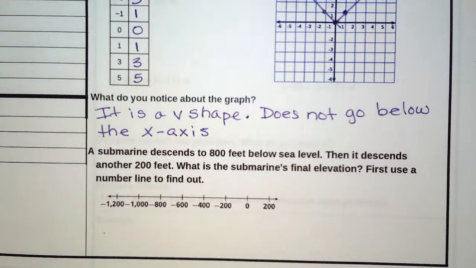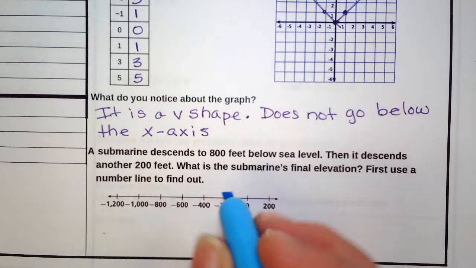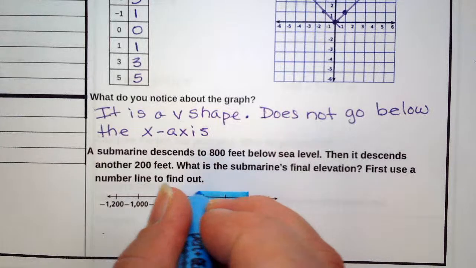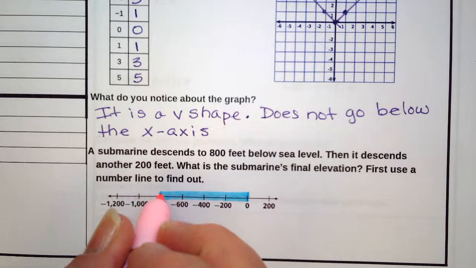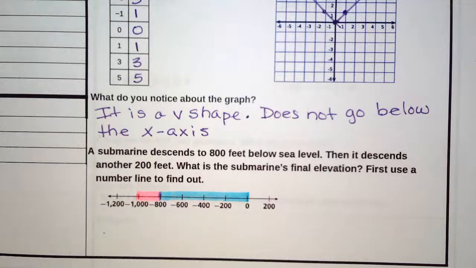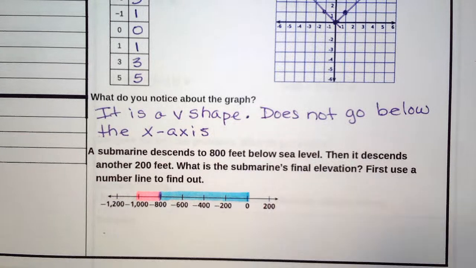So if I'm looking at this, I am starting out at 0 because they're at the top of the ocean here. And it goes down the number line, 800 feet. Goes down another 200 feet. So 800, there would be my other 200 feet. And what is its final elevation? Well, it is now -1,000 feet below sea level.